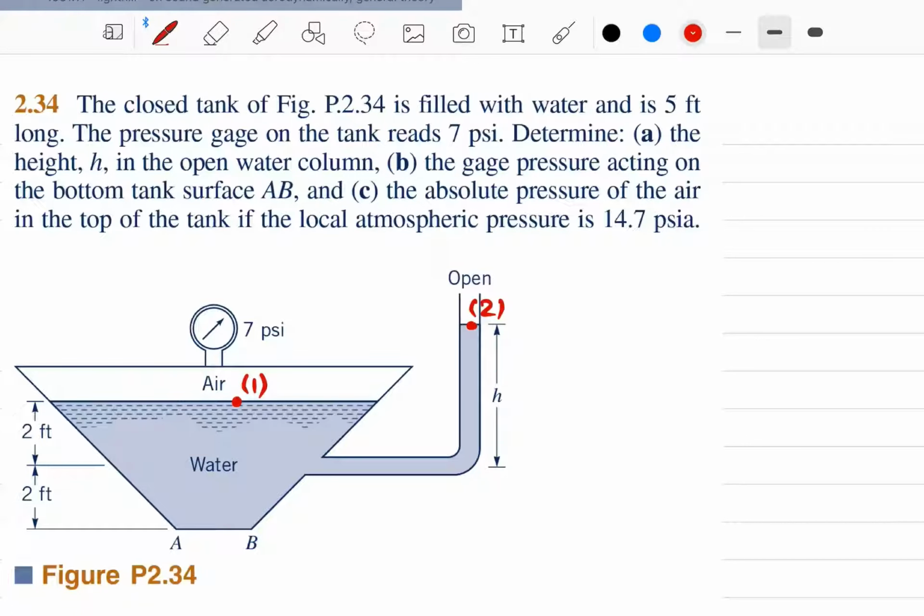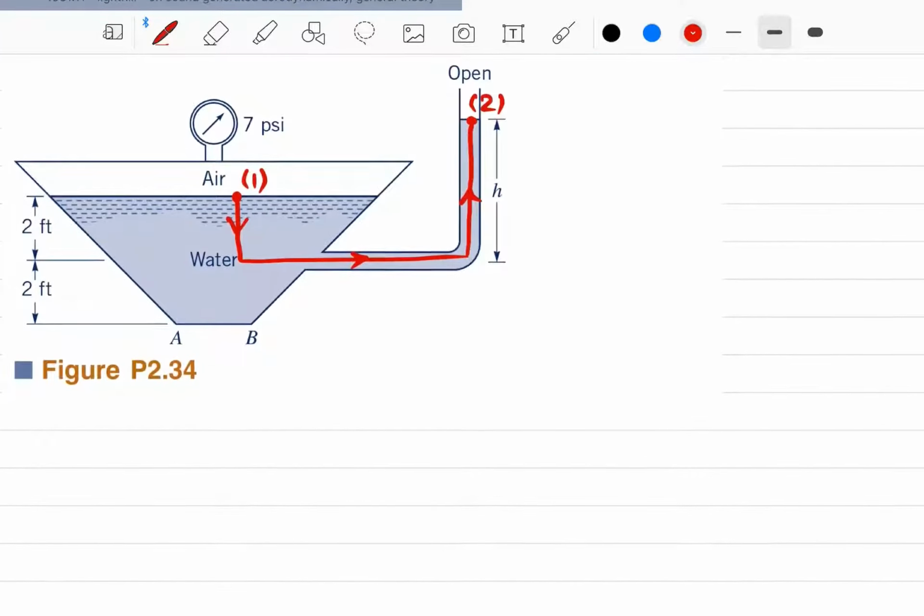Again, we will move from point 1 to point 2 until the fluid changes. So here we have to go downward, we move along this straight line, and then we move upward, down, to the right, up. So now we can write the manometer equation, the gauge pressure at point 1. From here, as we move downward, the pressure will increase. So plus gamma of the fluid that we're moving through, which is water, times the distance that we've moved, which here is 2 feet.